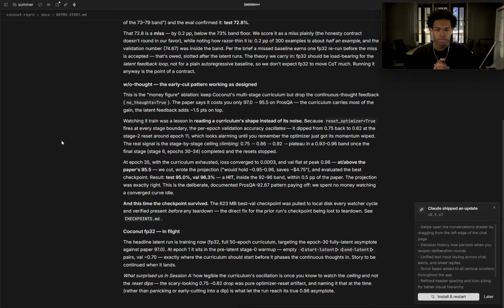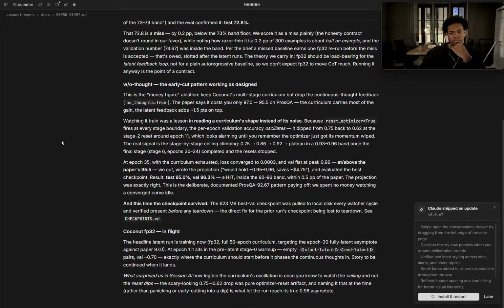Here is the without thought section. Read word for word from the file, subsection without thought, the early cut pattern working as designed. This is the money figure ablation. Keep Coconut's multi-stage curriculum, but drop the continuous thought feedback. No thoughts equals true. The paper says it costs you only 97.0 to 95.5 on Prosqa. The curriculum carries most of the gain. The latent feedback adds about 1.5 points on top.